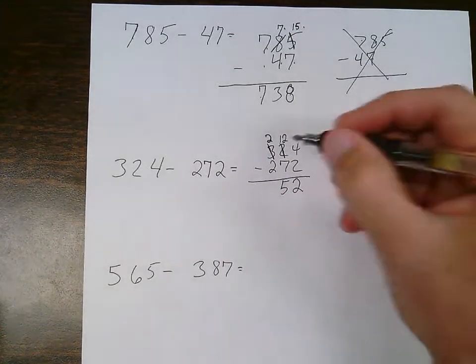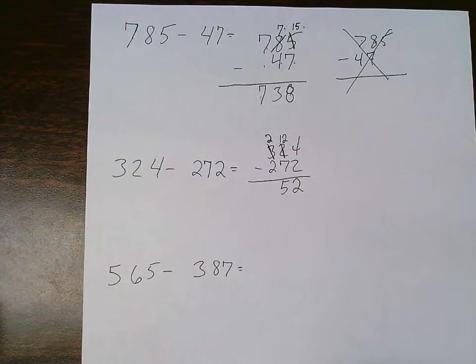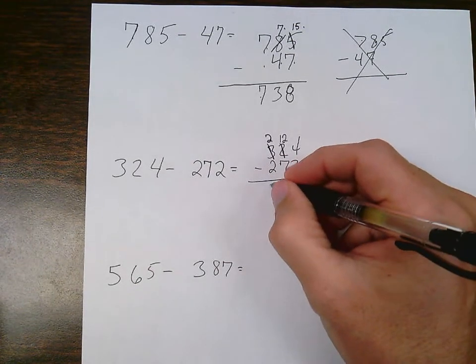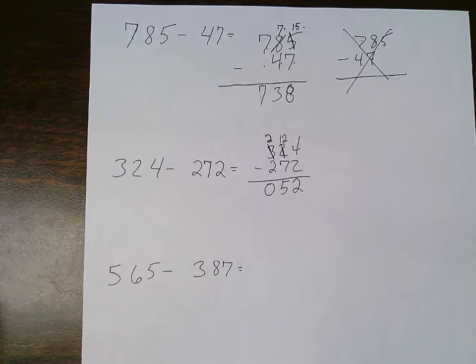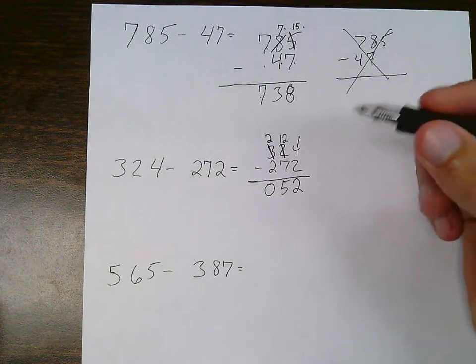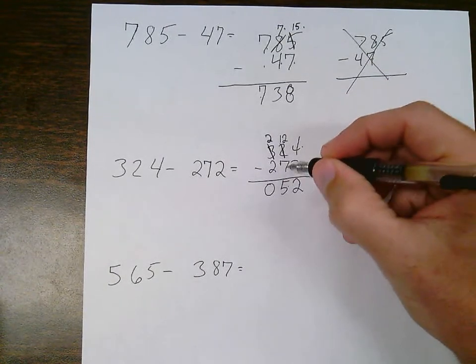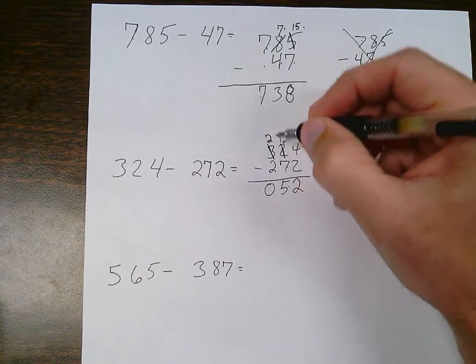And I go on to my last column. 2 minus 2, I can do that. If I have 2 cookies, I can give 2 cookies away. 2 minus 2 is 0. So my answer is 52. And I can add up to check it out. 2 plus 2 is 4. 5 plus 7 is 12. 0 plus 2 is 2.